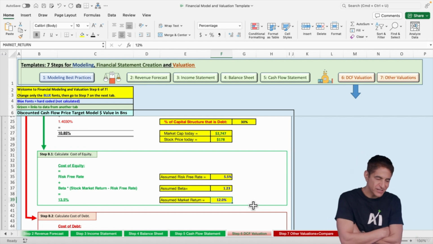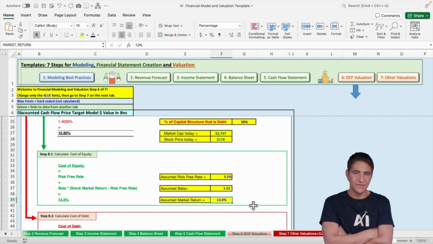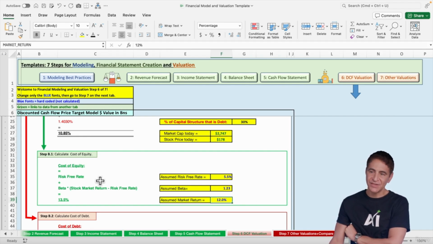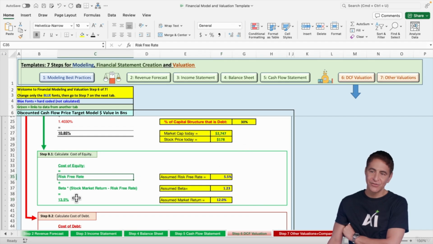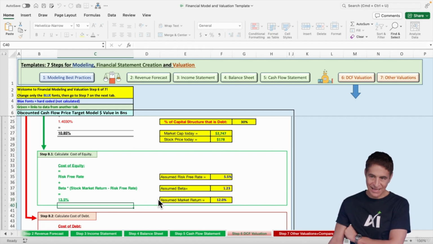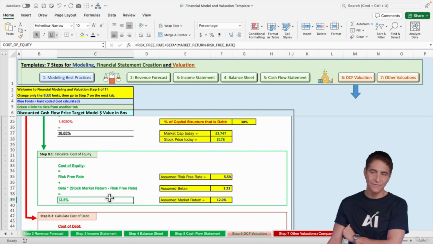Historically, the S&P is up close to 15%. Let me be conservative here, and I'll say 12%. So the U.S. government debt rate, the risk-free rate, is 5.5. Through all this calculation, Apple's cost of equity is 13.5. How did I calculate that? I started with the risk-free rate, which is 5.5%, plus the beta of 1.23 times the market return minus the risk-free rate. That gave me a cost of equity of 13.5.